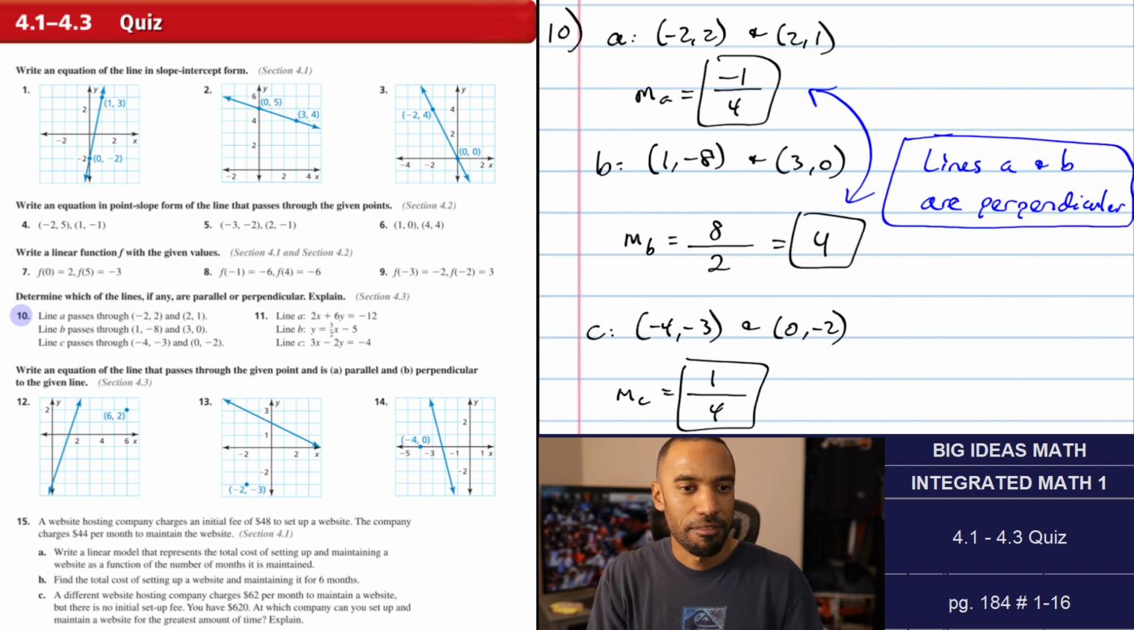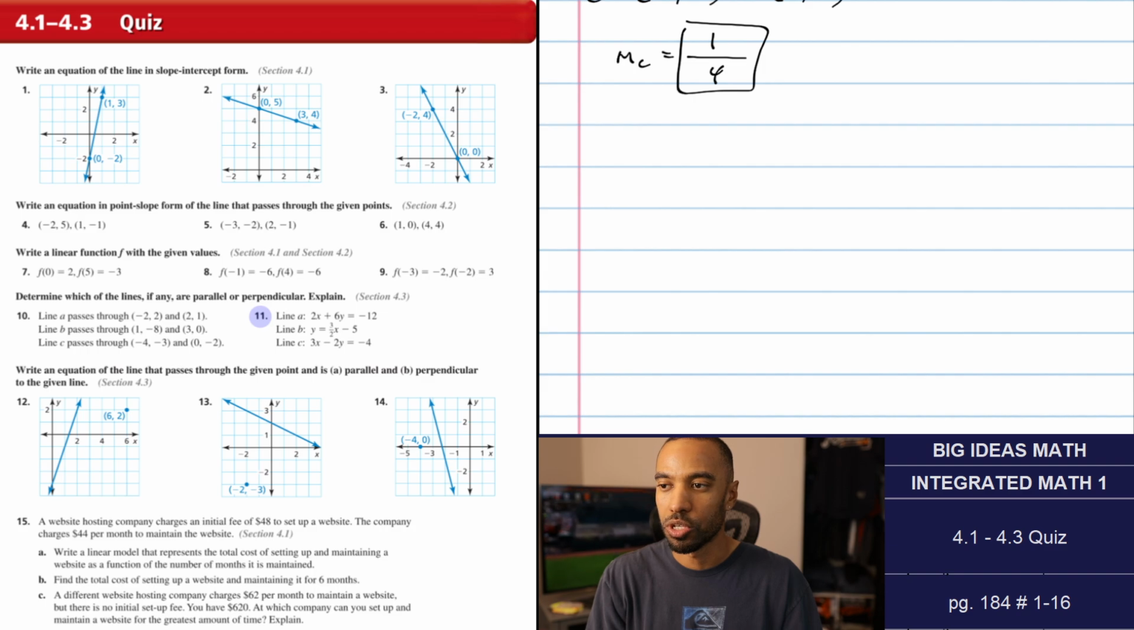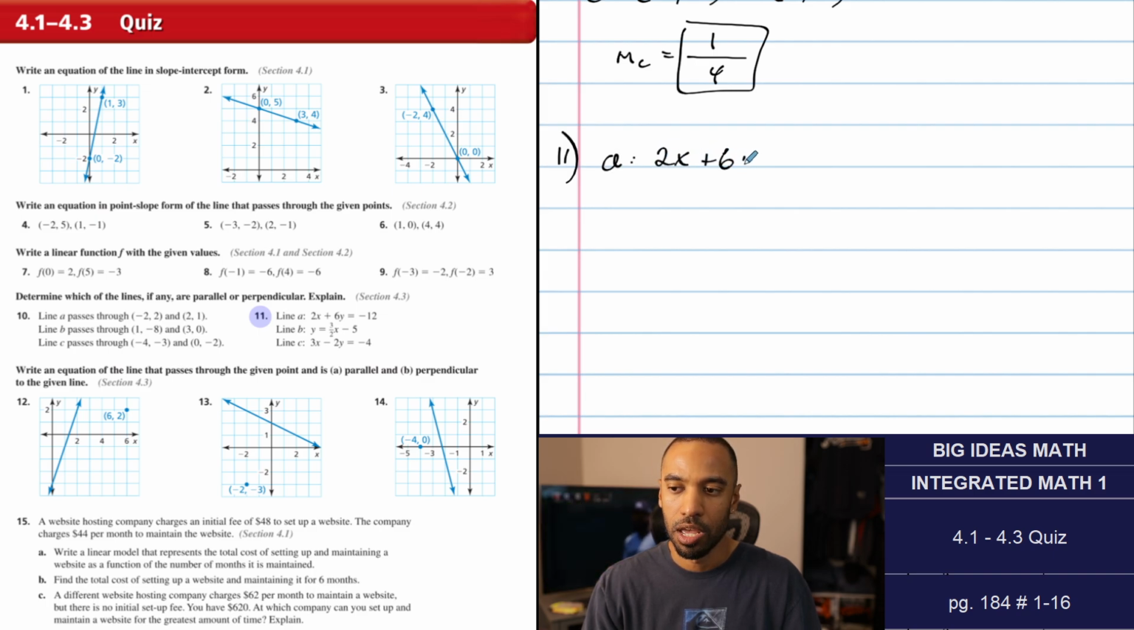Okay, number 11 does not show points, but they show equations. Now, because it's all about slope comparison, we're still checking for same slope, opposite reciprocal slope, things like that. But when it comes down to it, we have to do it based off of getting into slope-intercept form. Currently, this is in standard form. 2 is not my slope. Again, 2 is not my slope. This isn't y equals mx plus b yet.